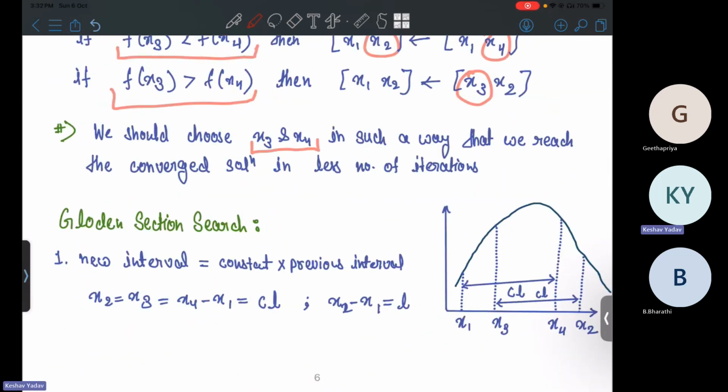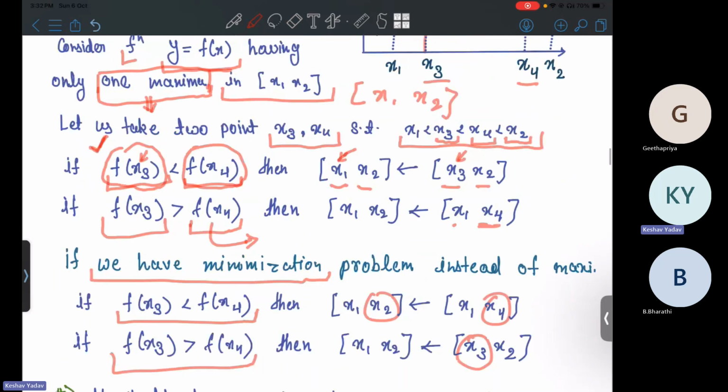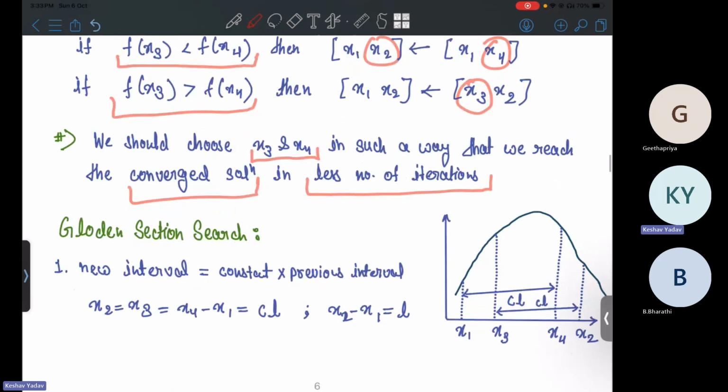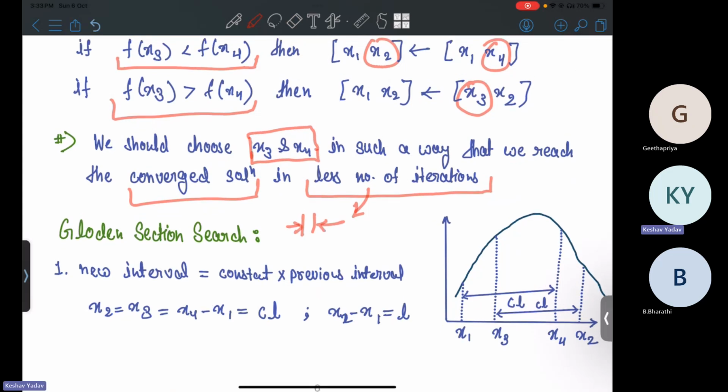We should choose x3 and x4 such that we reach the converged solution in a smaller number of iterations. Converged solution means we have some interval initially, then we decrease the interval to a very small value as soon as possible, in a minimum number of iterations. So we need to choose x3 and x4 such that we come to a very small interval in fewer iterations. There can be many possible ways to choose x3 and x4.